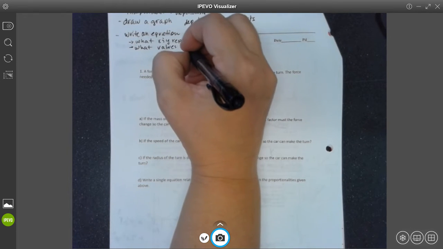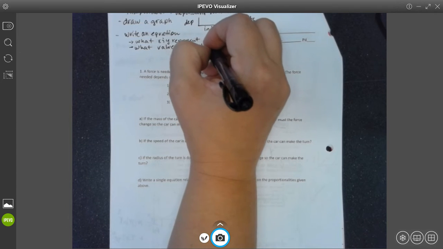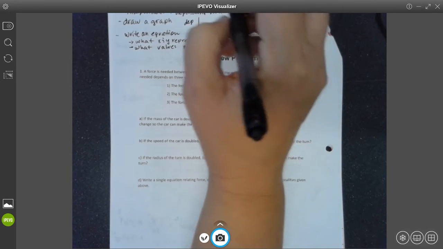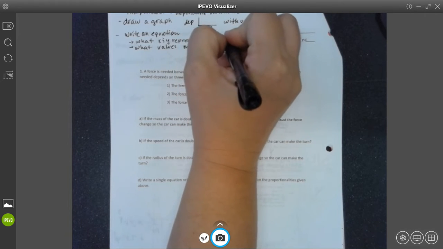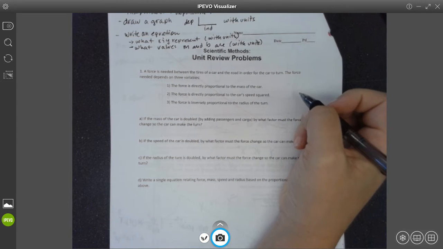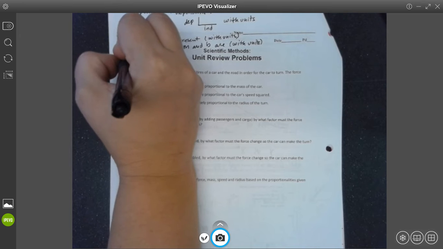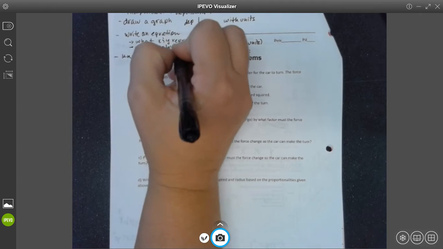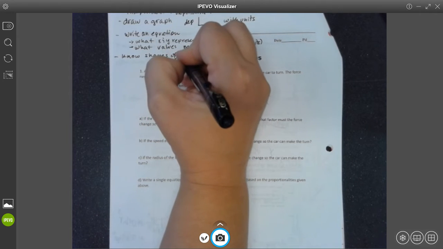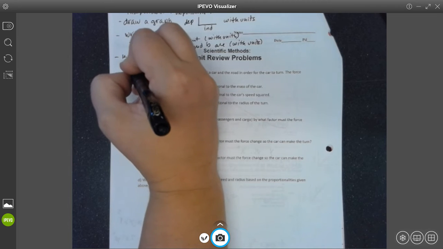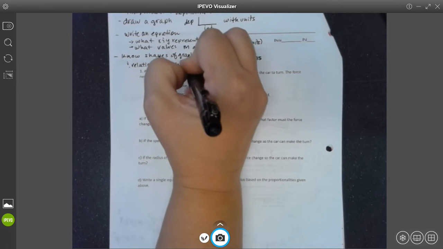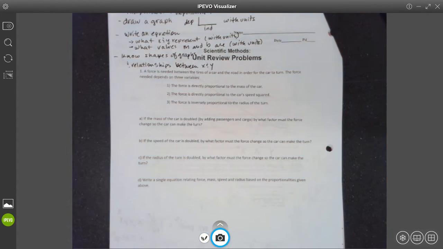What values, slope and y-intercept with units. The x and y should also be with units. And know the shapes of graphs and relationships between x and y. So those are all the things you're going to need to know for the test tomorrow.